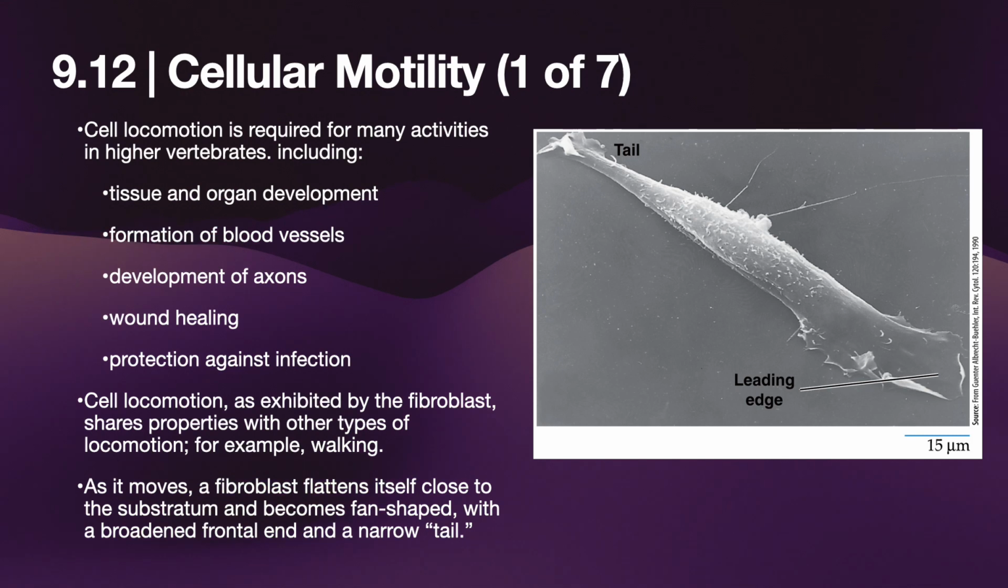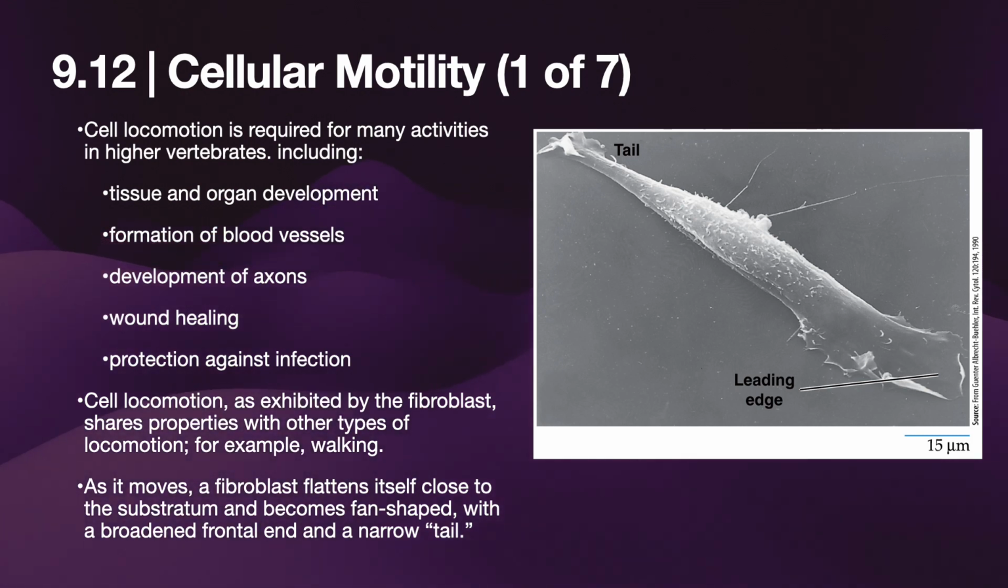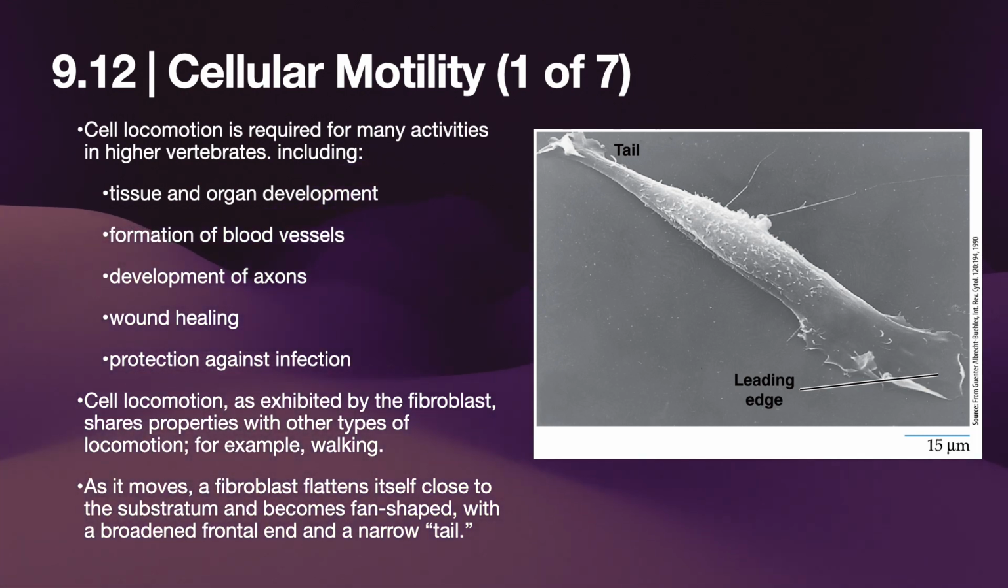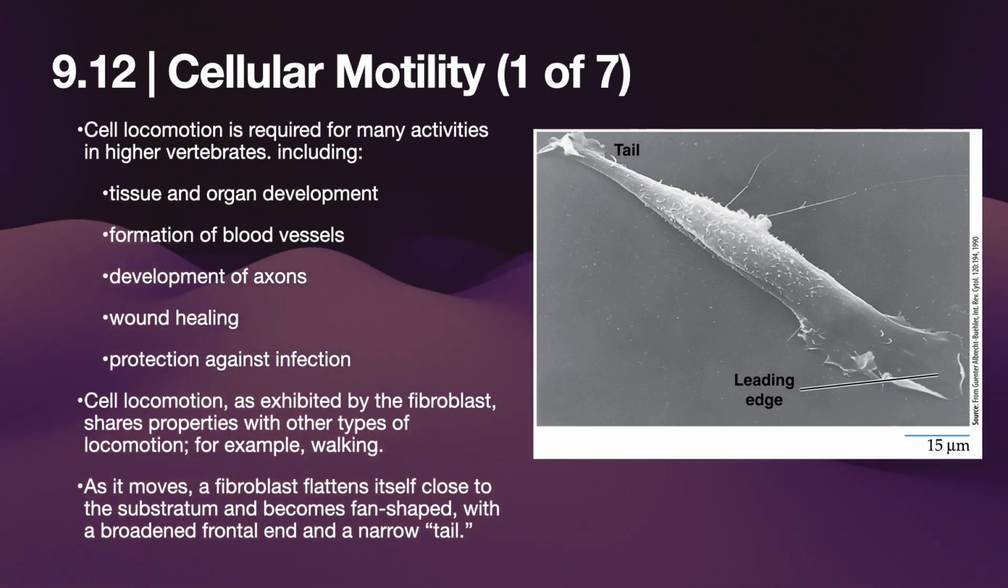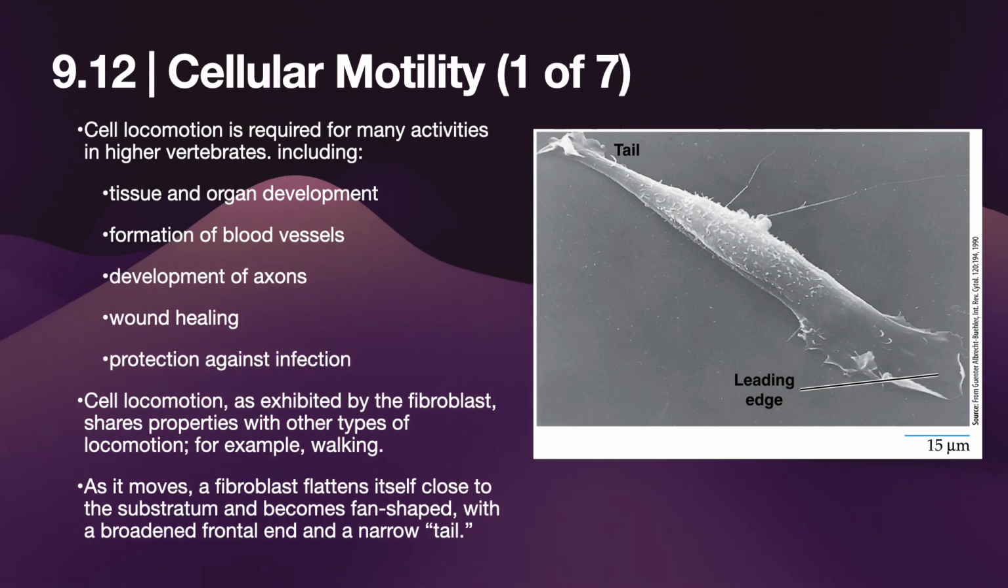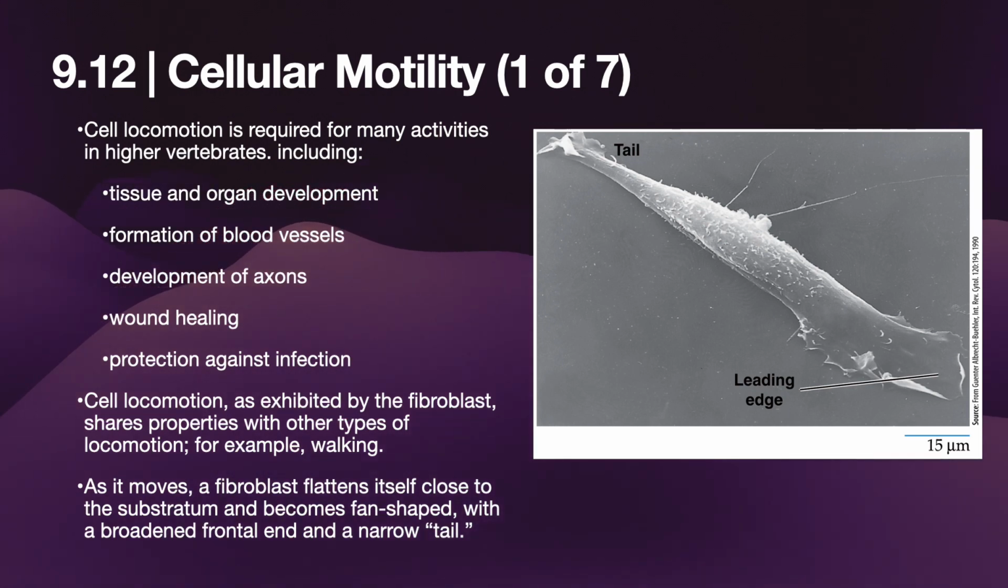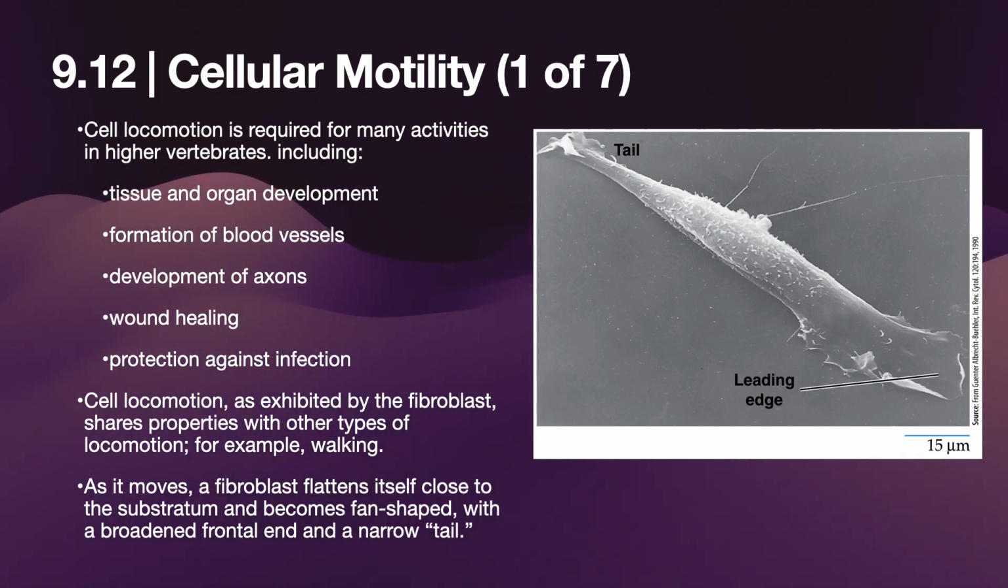We move ahead with the cellular motility. Cell locomotion is required for many activities in higher vertebrates, including tissue and organ development, formation of blood vessels, development of axons, wound healing, protection against infection. Cell locomotion, as exhibited by the fibroblasts, shares properties with other types of locomotion, for example, walking.